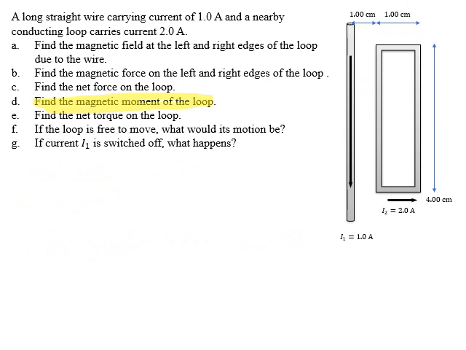Part D now asks us to find the magnetic moment of the loop. So remember that magnetic moment is current times area. This is information about the loop. So the current means the current flowing through the loop, I2. What is the area vector of the loop? Well, the magnitude of the area is length times width. So the length is 4 centimeters, the width is 1 centimeter.